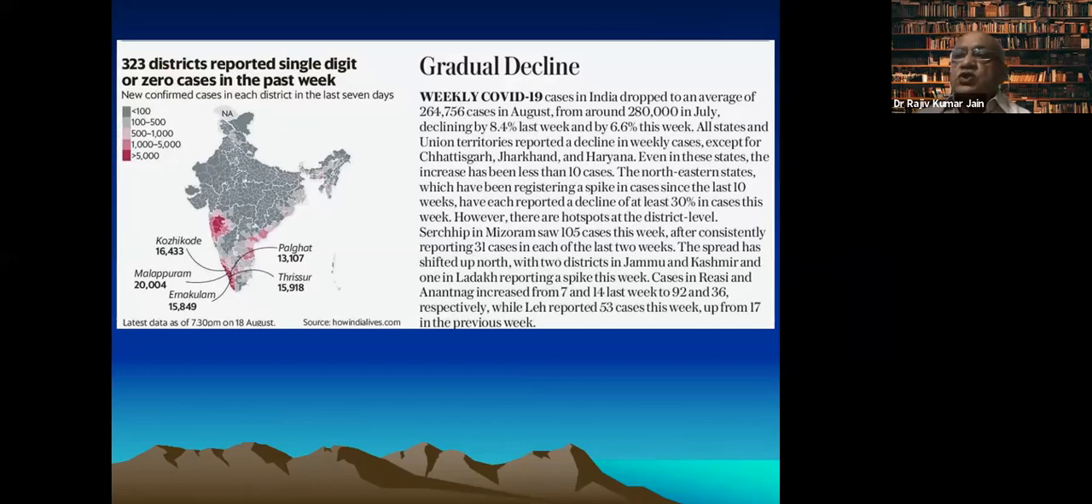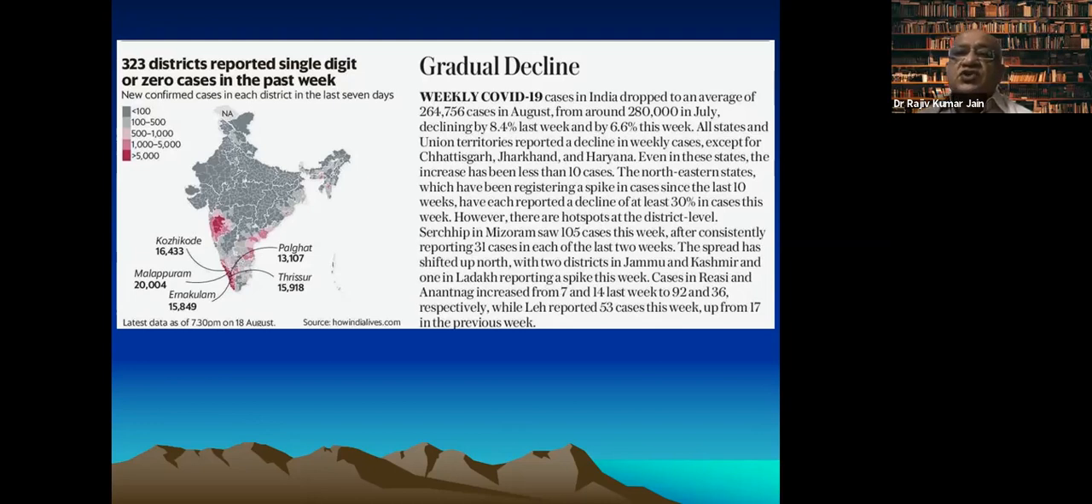However, there are hotspots at the district level. Siaha in Mizoram saw 105 cases this week after consistently reporting 31 cases in each of the last 2 weeks. The spread has shifted up north, with 2 districts in Jammu and Kashmir and 1 in Ladakh reporting a spike this week. Cases in Reasi and Anantnag increased from 7 and 14 last week to 92 and 36 respectively, while Leh reported 53 cases this week, up from 17 in the previous week.